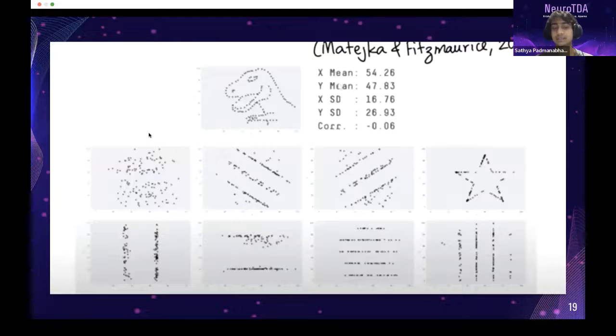So here's a little example. As you can see, there's a bunch of data points here. The top one looks like a dinosaur. There's also a scatter of blobs. There's also a star. And so you can see that visually, data can take a lot of shapes. And that's what we're focusing on here. We're trying to find the shape of that data so we can apply it to the field of neuroscience.